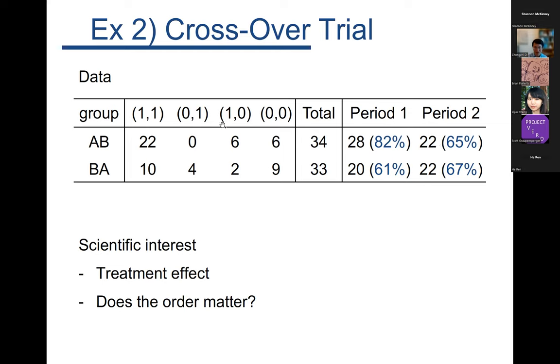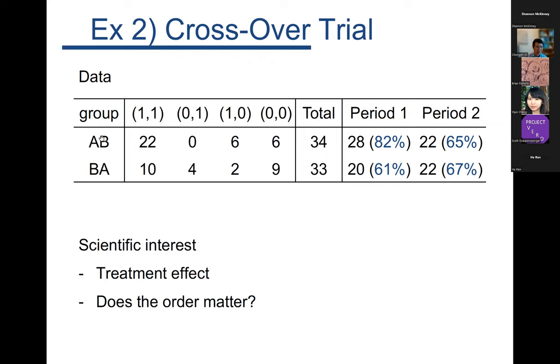Because the data are binary, you can summarize them into frequency tables. Among the people assigned to the AB group, who first got A and then got B, you have a response at two time points, time one and time two. So the possible responses are 1-1, 0-1, 1-0, or 0-0. There are only four possible outcome pairs.